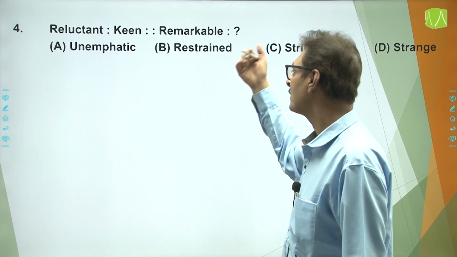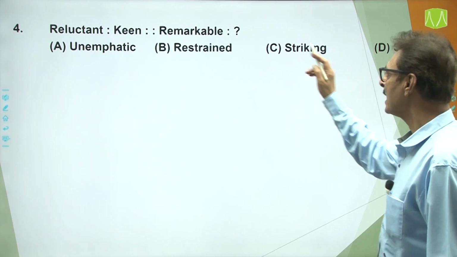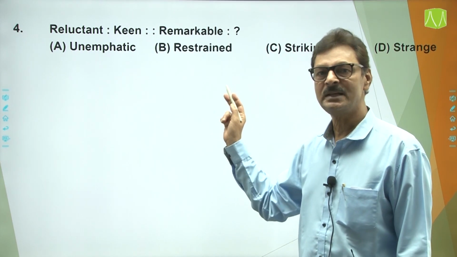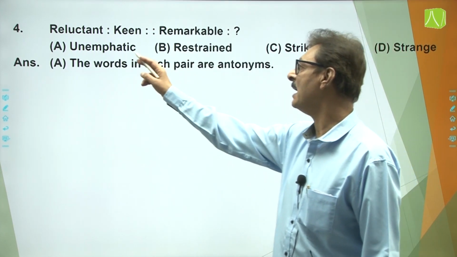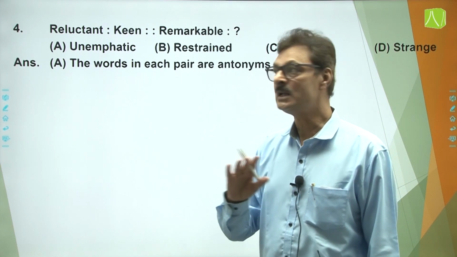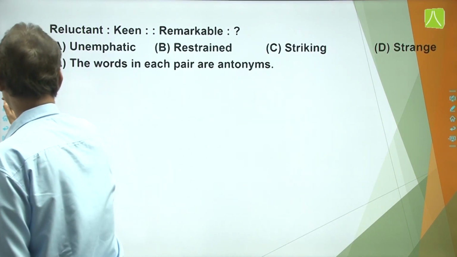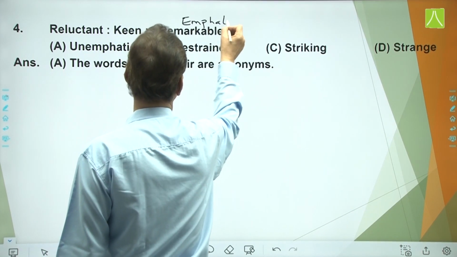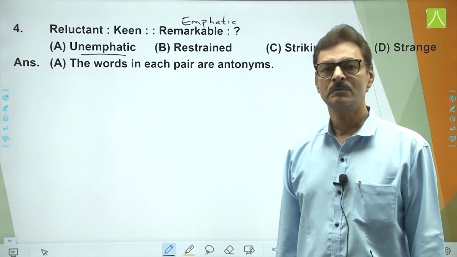So we have to find the opposite of remarkable from the options. Can it be strange? No. Can it be striking? Striking is a synonym of remarkable, so that is not the right answer either. Restrained or unemphatic? The correct answer is unemphatic. Emphatic means emphasizing something. Unemphatic is the opposite of remarkable. Remarkable can be taken to mean emphatic, its synonym, and we need the antonym of this. So the antonym is A. A is the correct option for this question.